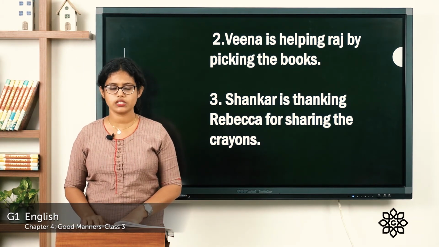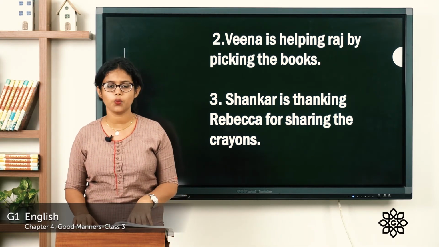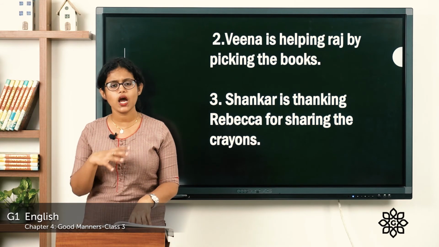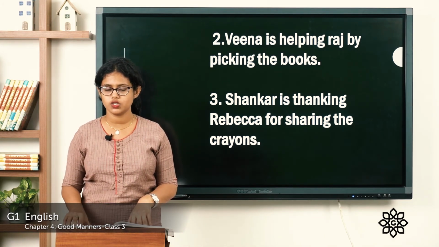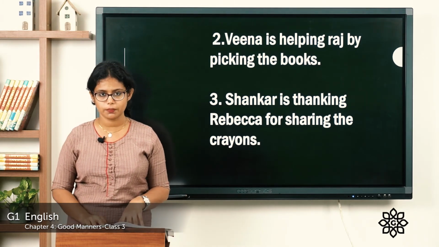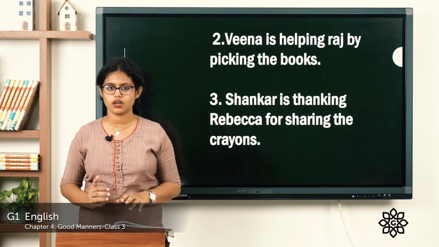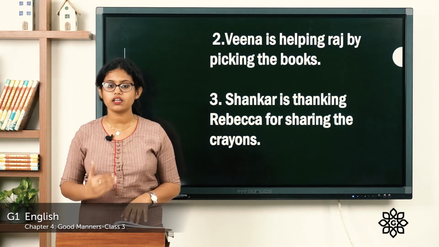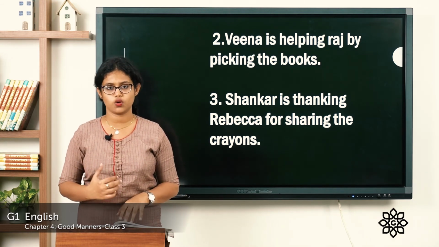In the next picture, you can see both of them are sharing crayons, and the other one is saying thank you. How can we write it as a sentence? Let's write it as Shankar. Shankar is the boy. Shankar is thanking Rebecca for sharing the crayons. So Shankar, the little boy, is thanking Rebecca for sharing her crayons.